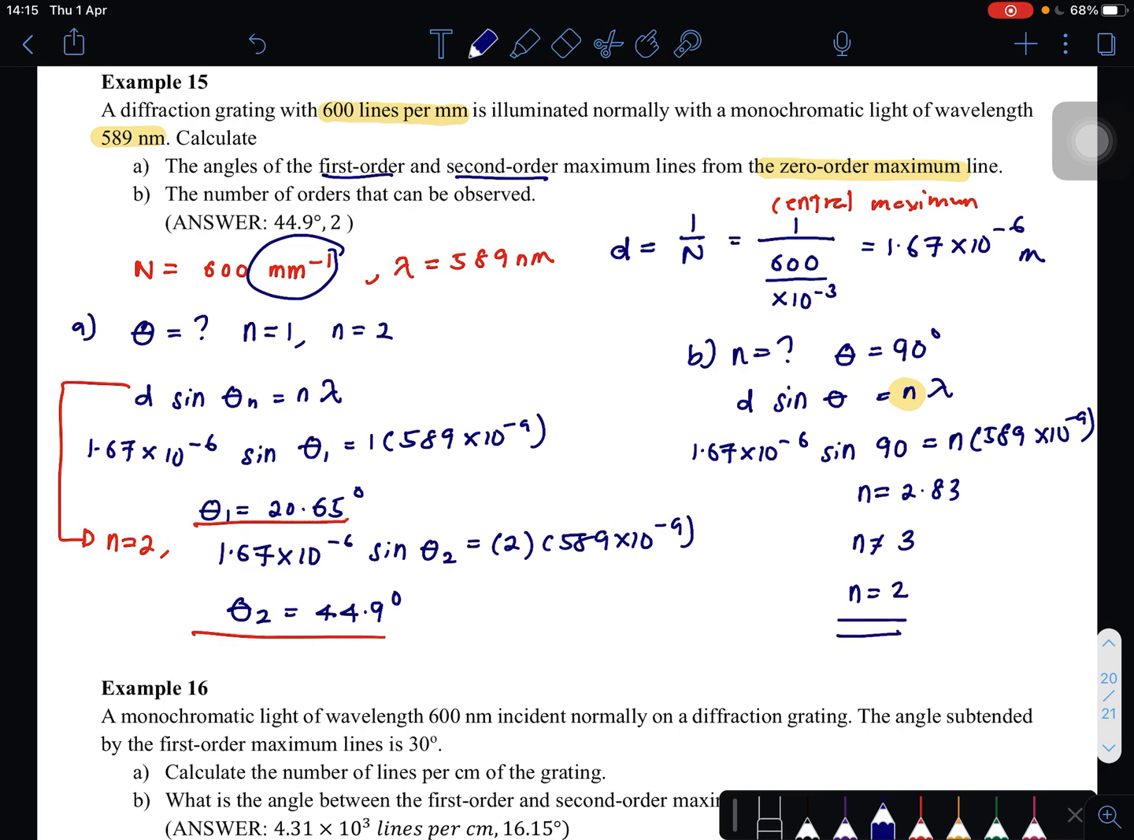Okay, so just remember because dia adalah number of orders, even if we get 2.99, it's still tidak akan sampai 3. So always go with the number yang dekat depan saja, 2. Okay, so that's all for example 15.